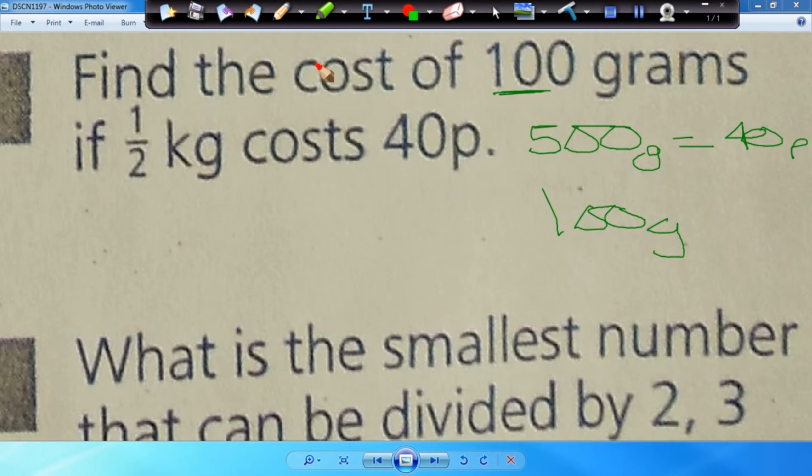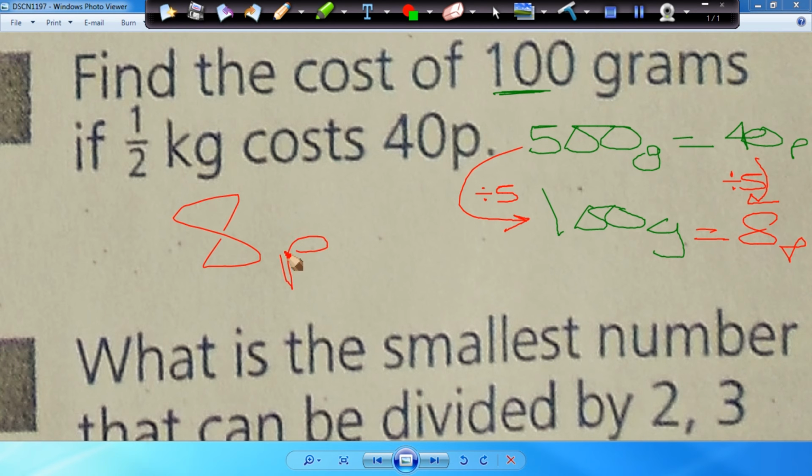Go on. 500 divided by 5. Excellent. That's exactly what we do. 500 divided by 5 is 100. If you divide the left hand side, then we divide the right hand side. So now do 40, divide that also by 5. Write this calculation down, please, in your work. What's 40 divided by 5? 8. 8p, that's right. So the cost of 100 grams, the answer will be 8p. That one's done.